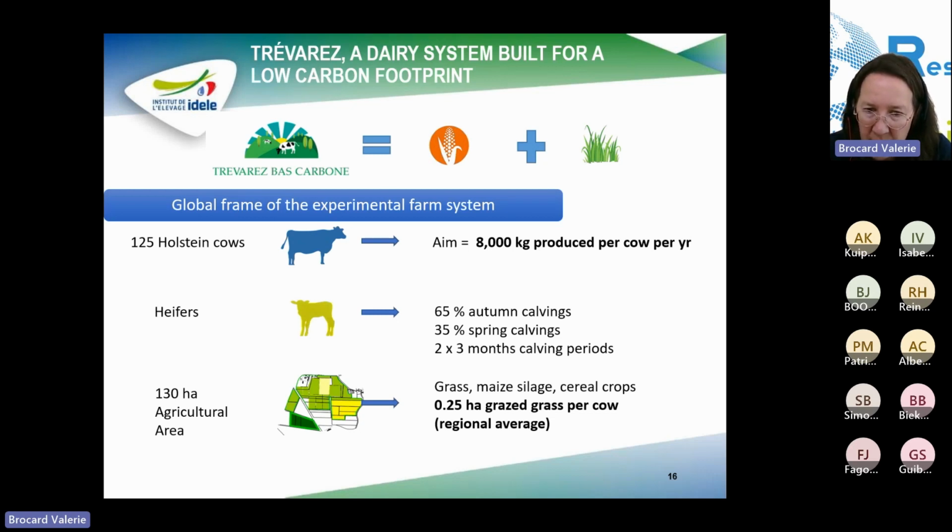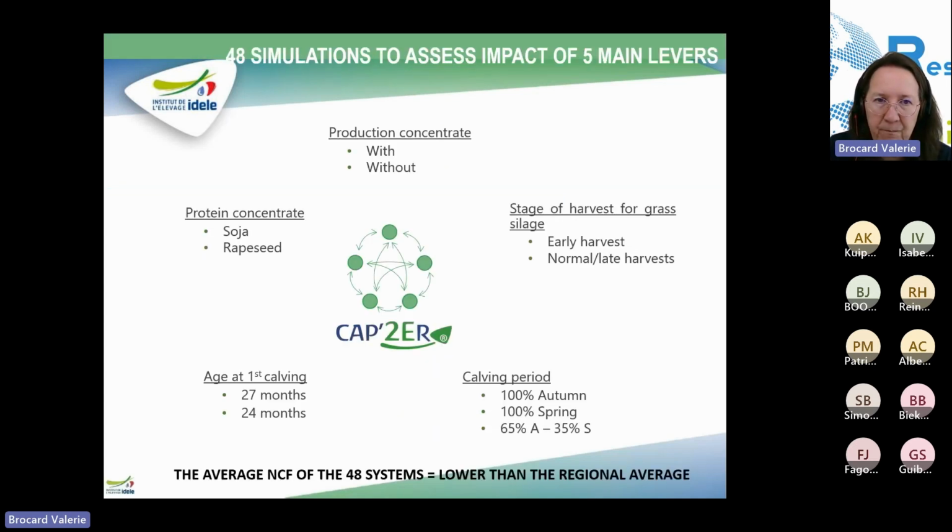We decided to implement a system with 0.25 hectare of raised grass per cow as the frame of the experiments, because this is the regional average. And again, we have a role of demonstration for the farmers, and we wanted to implement a system that most of the farmers could copy and implement in their own farms.